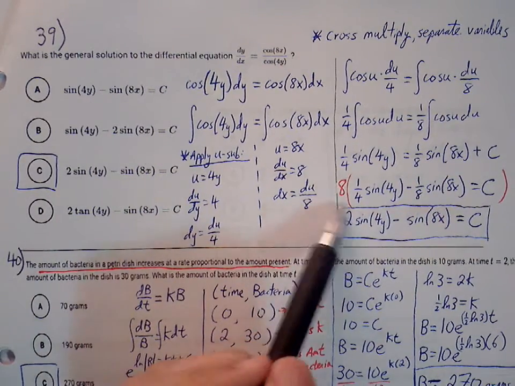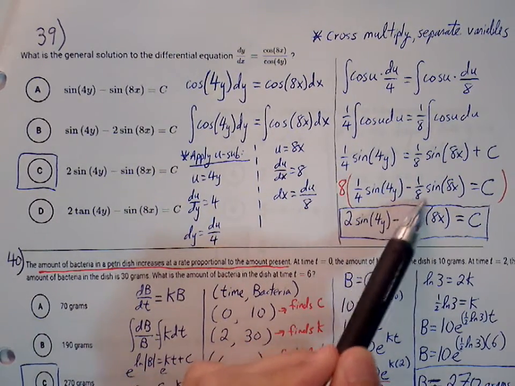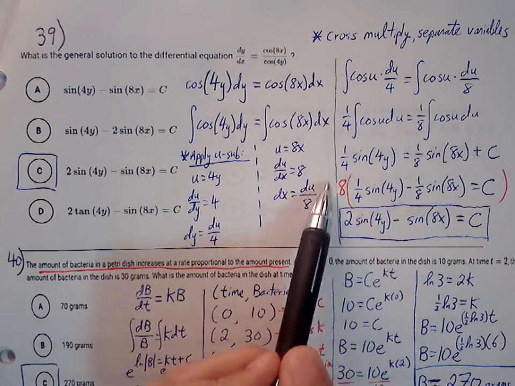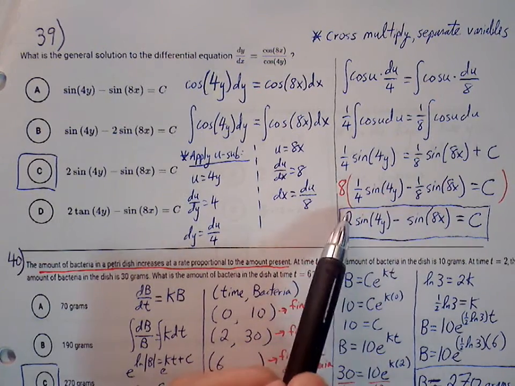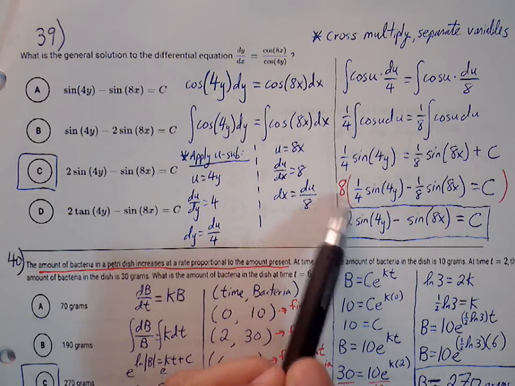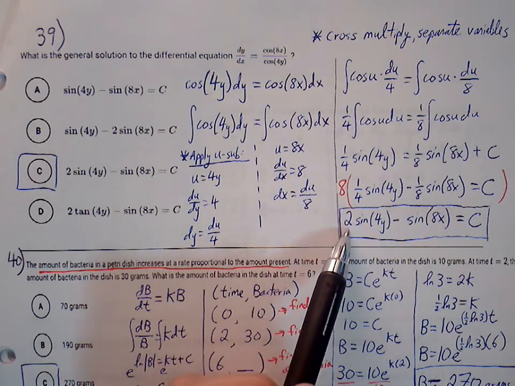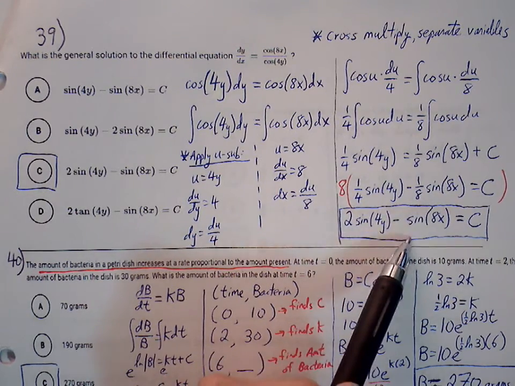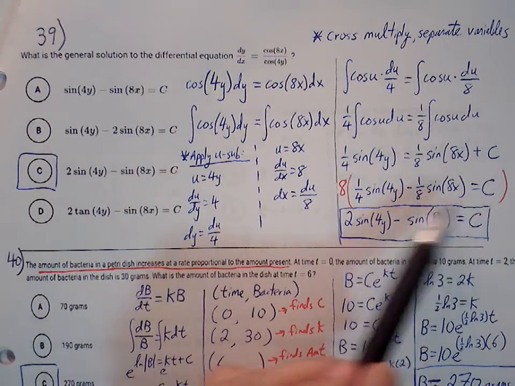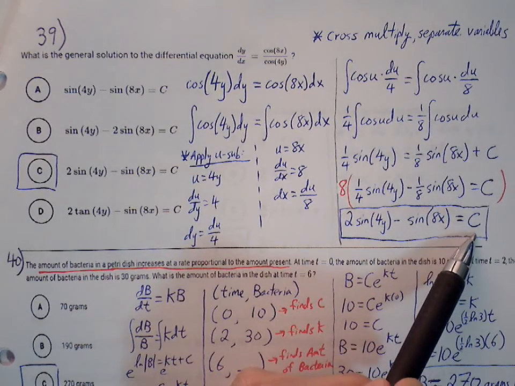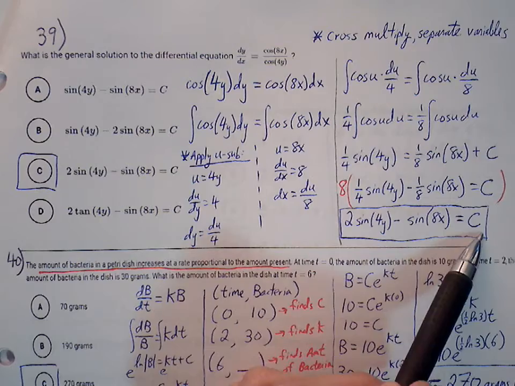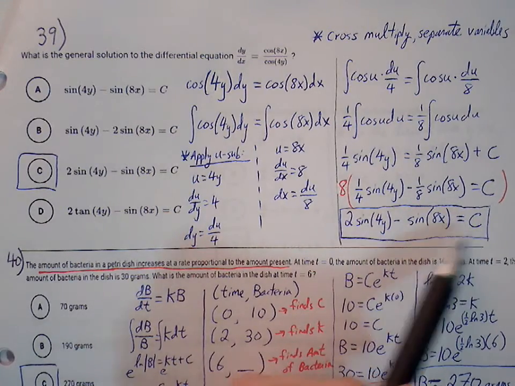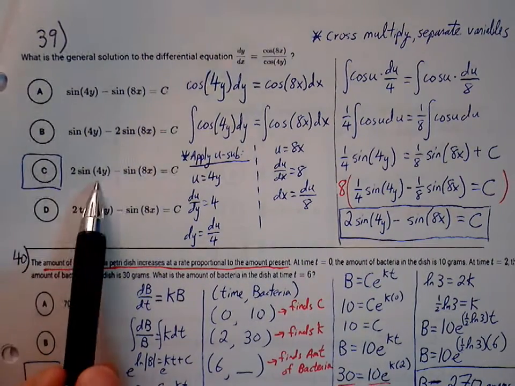And now if I multiply everything through by 8, because that's the largest denominator, then I can make it match answer choice C, because 8 times 1/4 is 2, 8 divided by 8 is 1, and then 8 times C is still a constant, so that's why that C is still there. That 8 just got absorbed into that C. So this answer choice matches C.